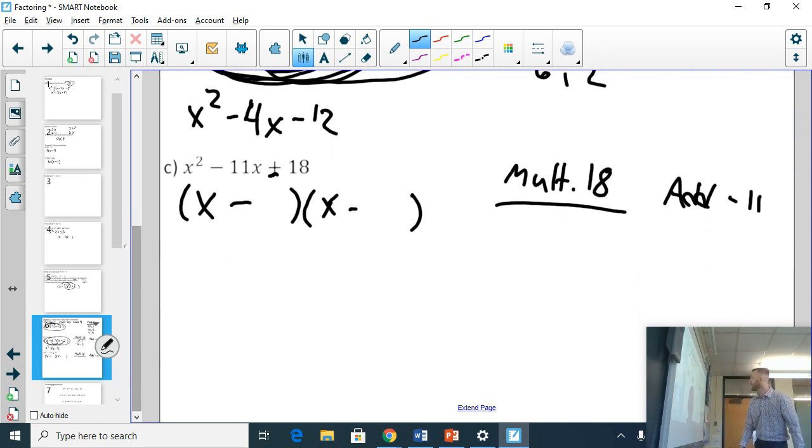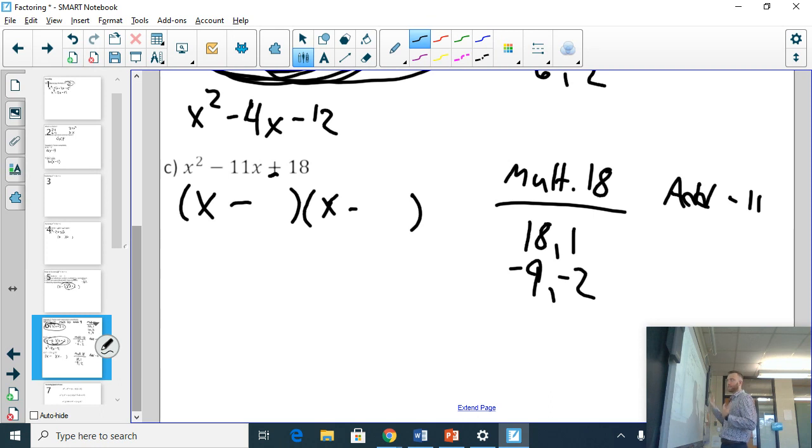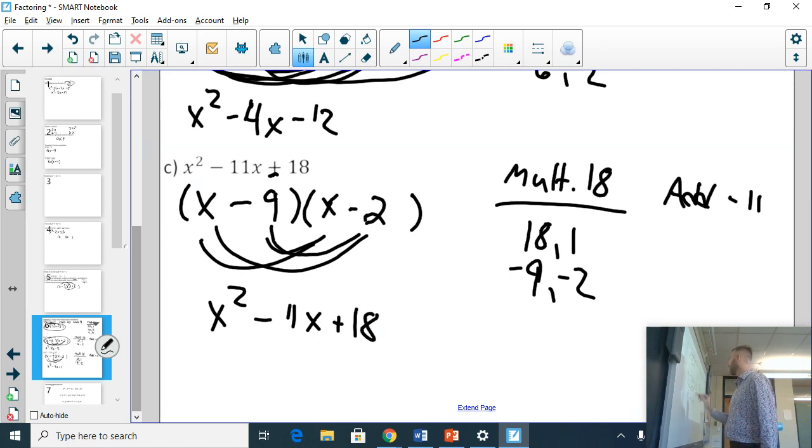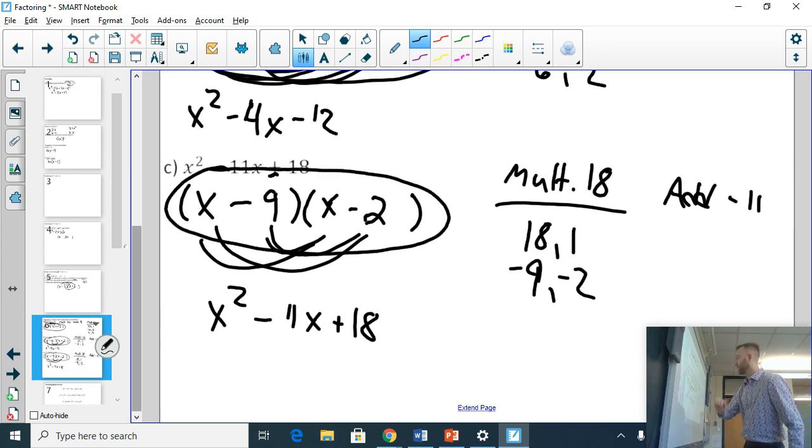So, multiples of 18. 18 and 1 is not going to get us to 11. 9 and 2 could get us there if they're both negative, right? Negative 9 times negative 2 is positive 18, and that adds to negative 11. So we could just throw those in there and then double check to make sure it works. x times x is x squared, minus 9x, minus 2x is minus 11x, and then negative 9 times negative 2 is positive 18. So it turns out that it works. And that's all for our first part of factoring. Next, we're going to work on special cases of factoring.